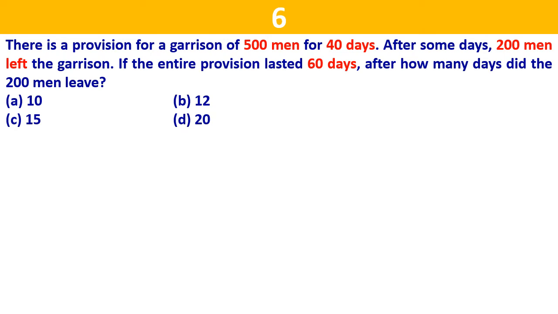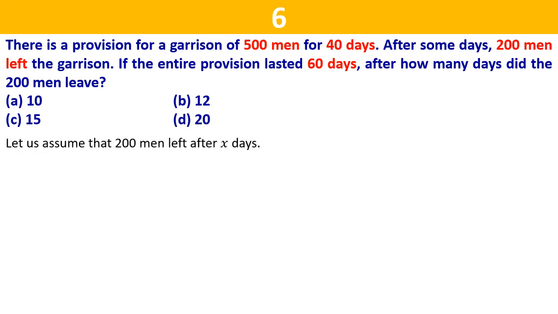Problem number 6. There is a provision for a garrison of 500 men for 40 days. After some days, 200 men left the garrison. If the entire provision lasted 60 days, after how many days did 200 men leave? Let us assume that these 200 men leave after X number of days.